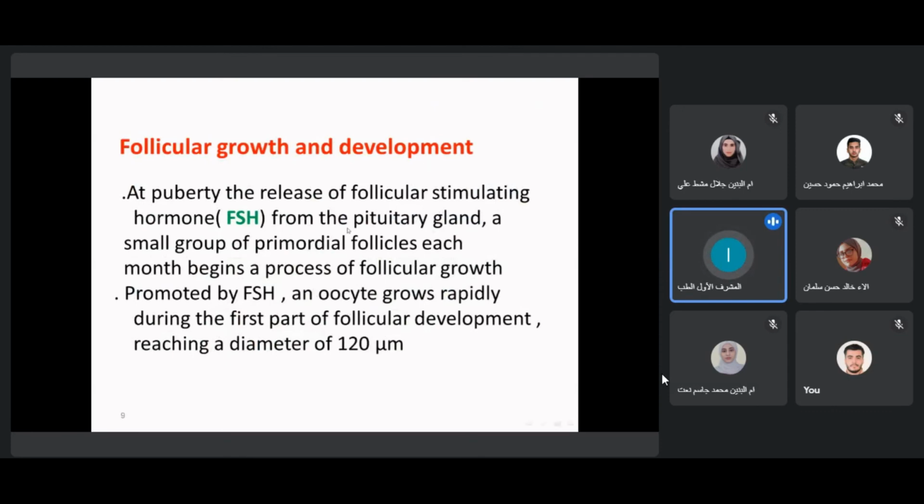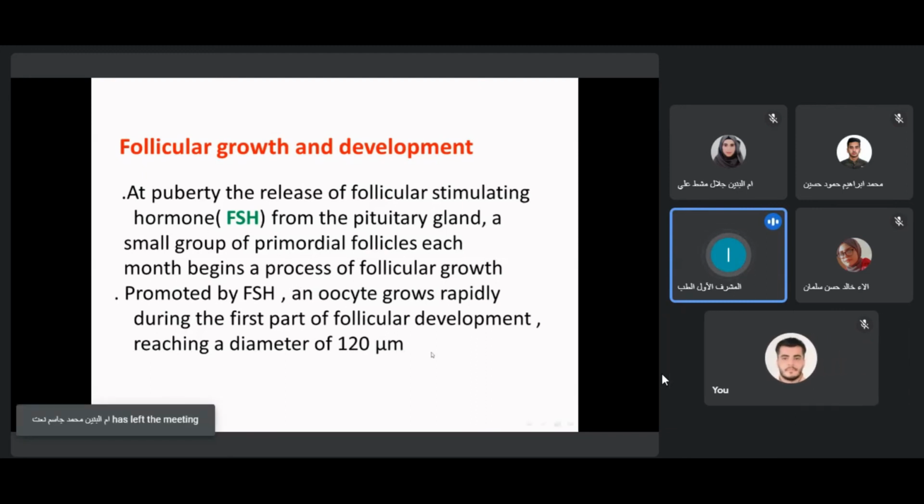The release of follicle stimulating hormone, as the name implies, has as its major function the stimulation of these follicles to grow and develop. A small group each month will develop under the influence of FSH, and it begins the process of growth. The oocyte will grow rapidly during the first part of follicular development and change from 25 microns to 120 microns in size.